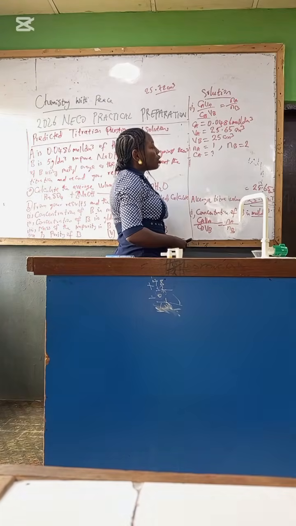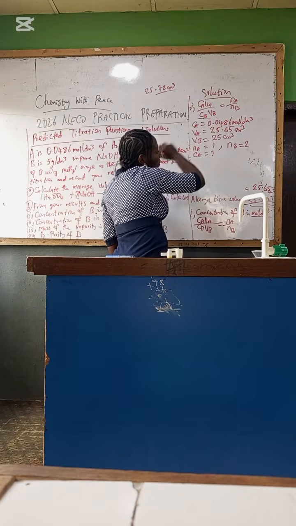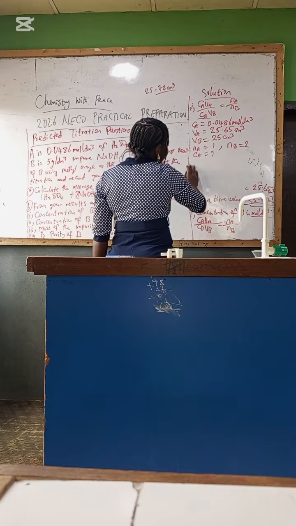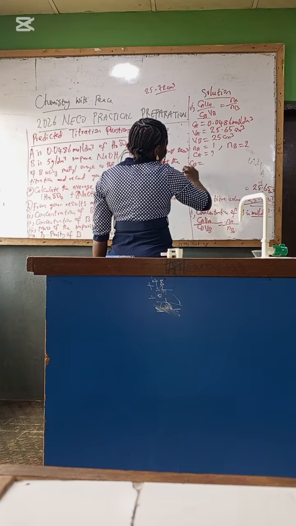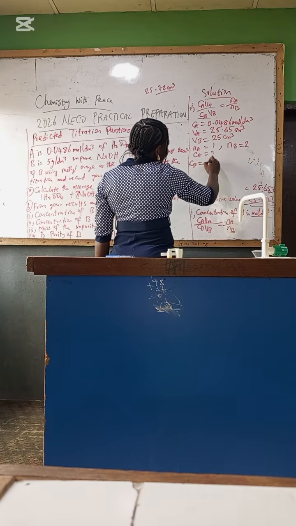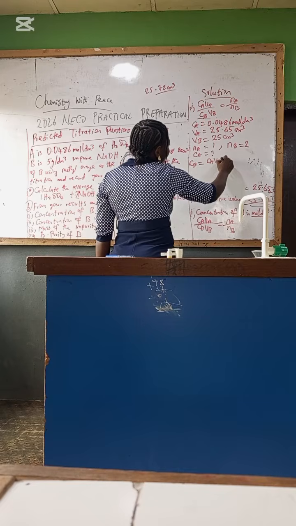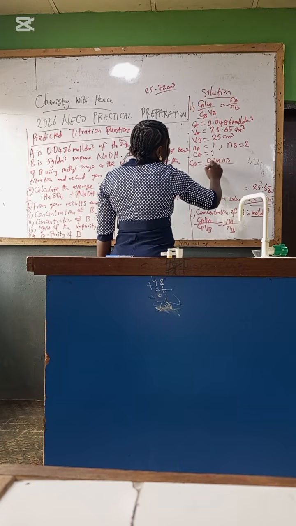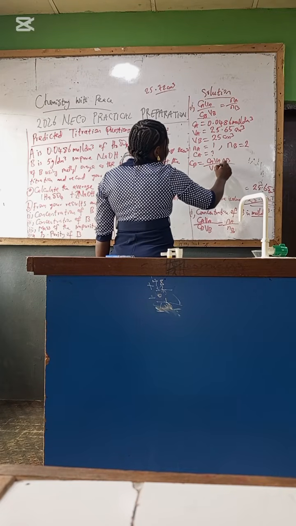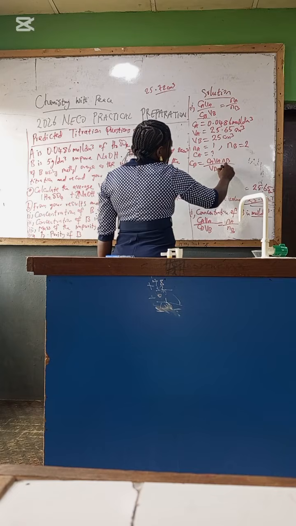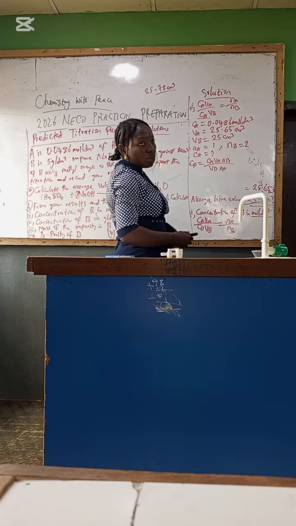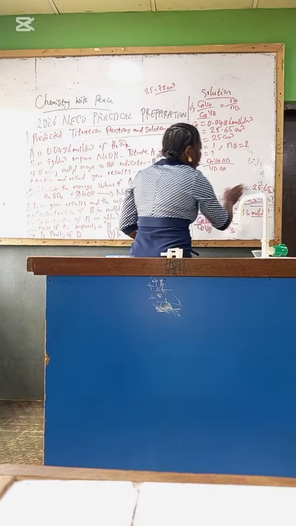So what are we going to do? We are going to make CB the subject of the formula by saying CB equals CA VA NB over VB NA. We are going to substitute our values.